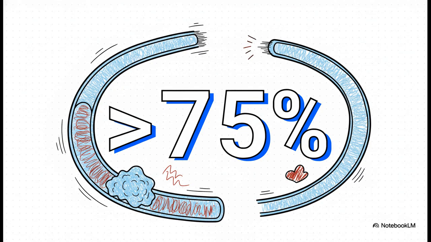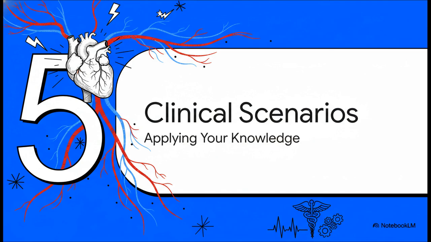This number. Remember this number. Once a blockage in a coronary artery hits more than 75%, it's game over for autoregulation. The vessel just can't dilate anymore to meet extra demand. This is the magic number where blood flow becomes critically limited, and it's when patients start getting that classic angina when they exert themselves.